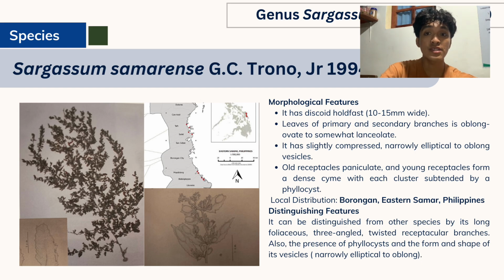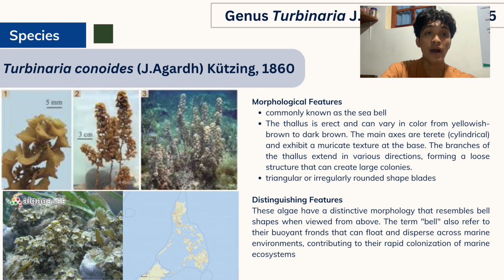The next species is Turbinaria conoides by Kützing 1860. It belongs to the genus Turbinaria. The morphological features of this species is that it is commonly known as sea bell. The thallus is erect and can vary in color from yellowish brown to dark brown. The main axes are terete or cylindrical and exhibit a muricate texture at the base. The branches of the thallus extend in various directions, forming a loose structure that can create large colonies. It has triangular or irregularly rounded shaped blades.